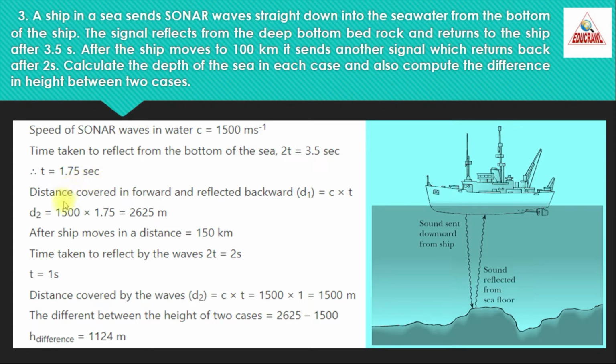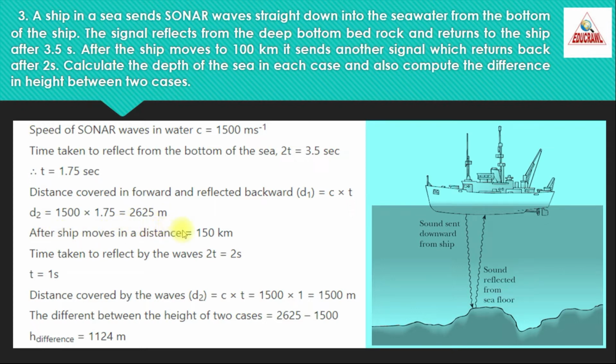Now we have to calculate the distance covered in forward and reflected backward. This distance we will have it as d1. So we are using the velocity formula. Velocity is equal to distance by time taken. If we reverse this formula, we get the formula for distance as distance is equal to velocity into time. Now substituting the velocity value and the time value, 1500 into 1.75, we get the total distance travelled as 2625 meter. This is for case 1.